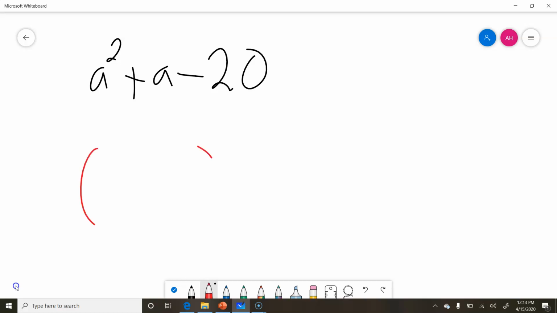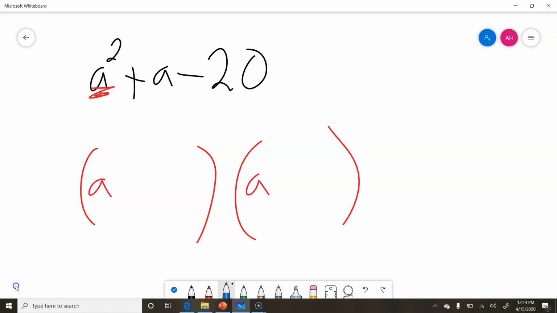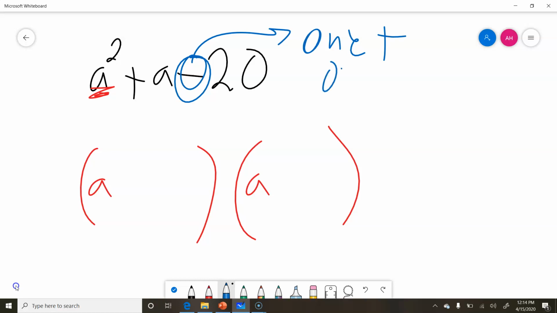What if we have a squared plus a minus 20? Now this is very similar to the other problem, right? We have a 20 at the end, but this time it's going to be a little different. We know we're going to have a and a. That's easy. That comes from a squared. But now let's look at the sign. What is our sign? It's negative, which means one will be positive. That automatically means one positive, one negative.